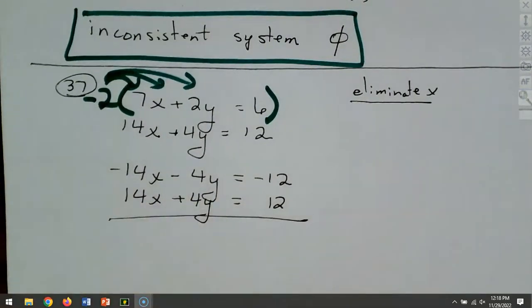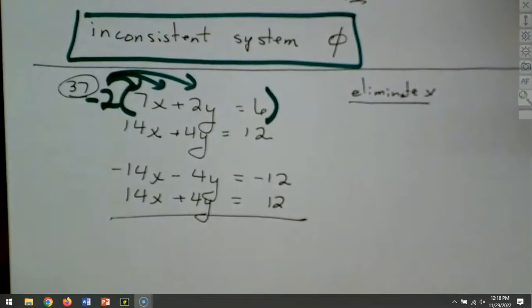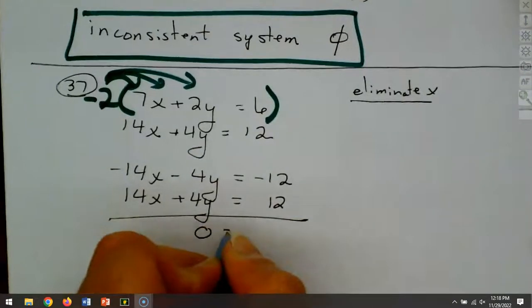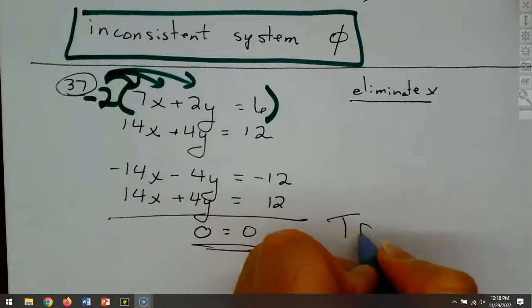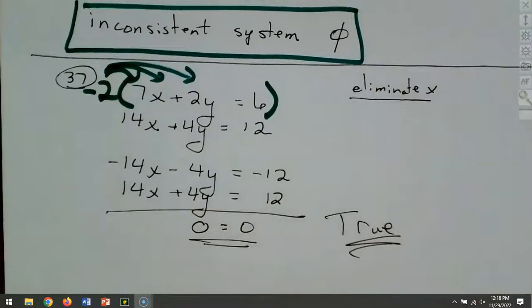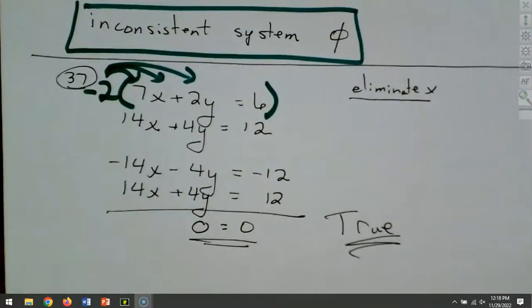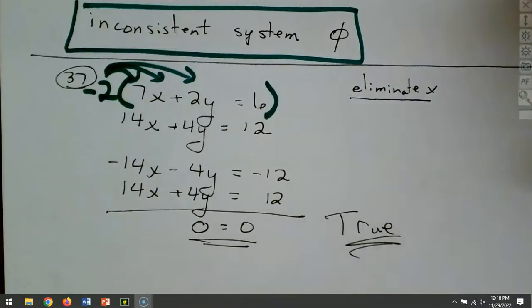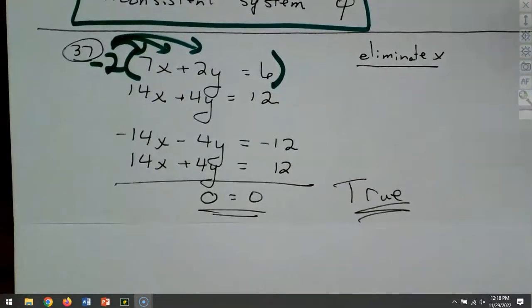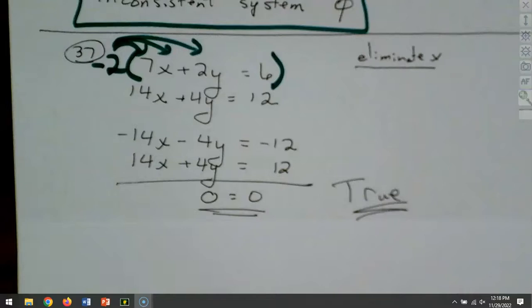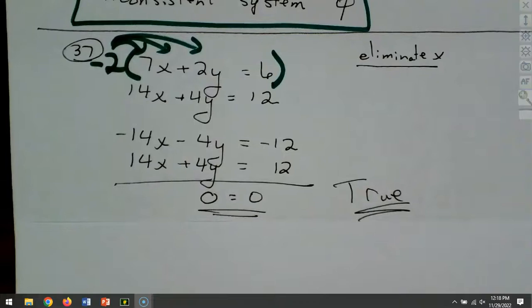And what happens when I add them together now? Everything goes away, right? And if everything goes away, what am I left with? 0 = 0. And that is true. How do we express our answer? Well, we have to express our answer a little bit differently. And we still need to write it as an ordered pair. These are called dependent equations because they're exactly the same. It's basically 2 equations that are the same. They form one line. Our solution is going to be on the line.